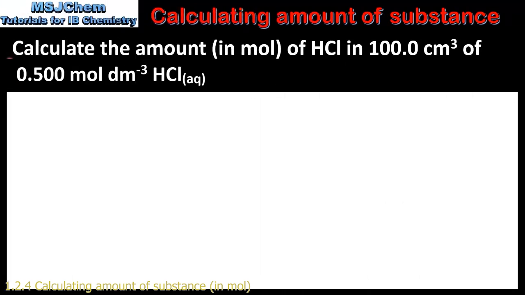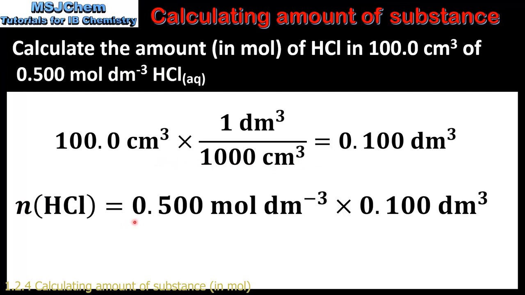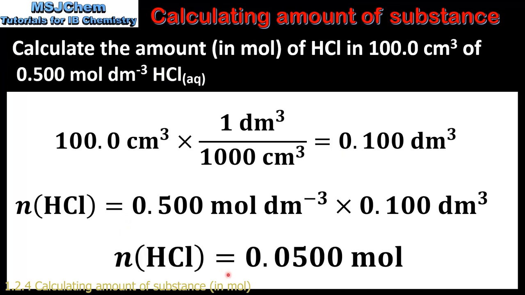In our first example, we'll calculate the amount in moles of hydrochloric acid in 100 centimeters cubed of a 0.5 mole per decimeter cubed solution. So the first step is to convert the volume in centimeters cubed to decimeters cubed. So 100 centimeters cubed is equal to 0.1 decimeters cubed. The next step is to multiply the concentration in moles per decimeter cubed by the volume in decimeters cubed, and this gives us an amount of 0.05 moles.